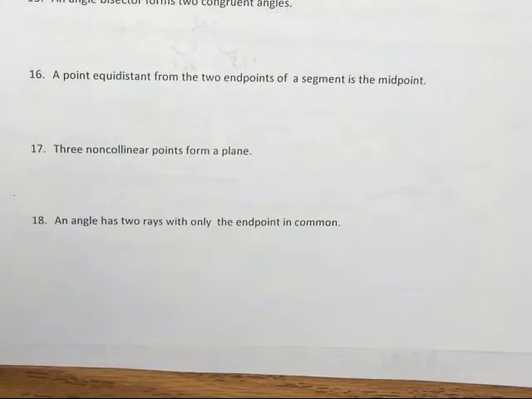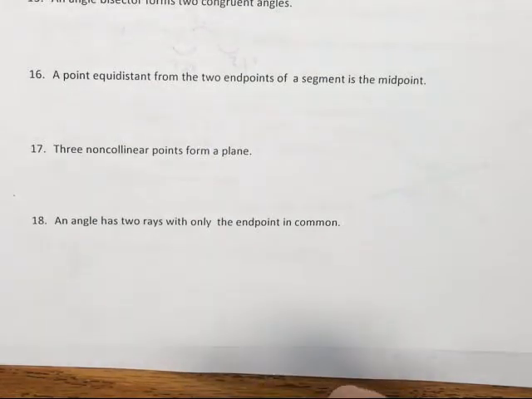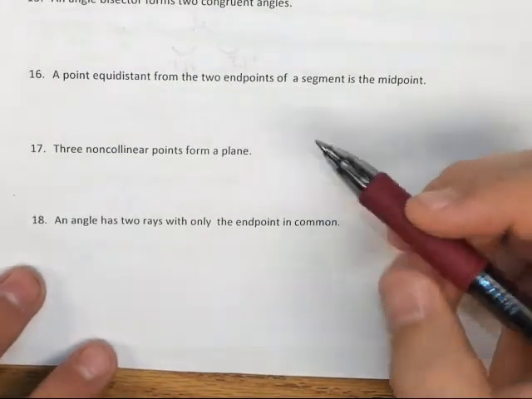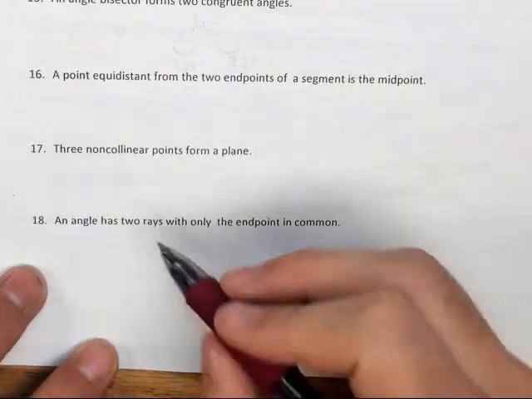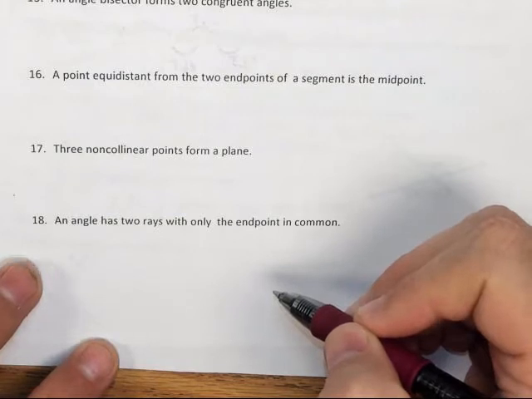Now, going into that, realize that there are several different ways that you could do this, and I would probably count most of them right, because I myself went through, like I said, 3 different versions of this before I got to what I'm doing now. Let's start off with just the diagram. An angle has 2 rays with only the endpoint in common.